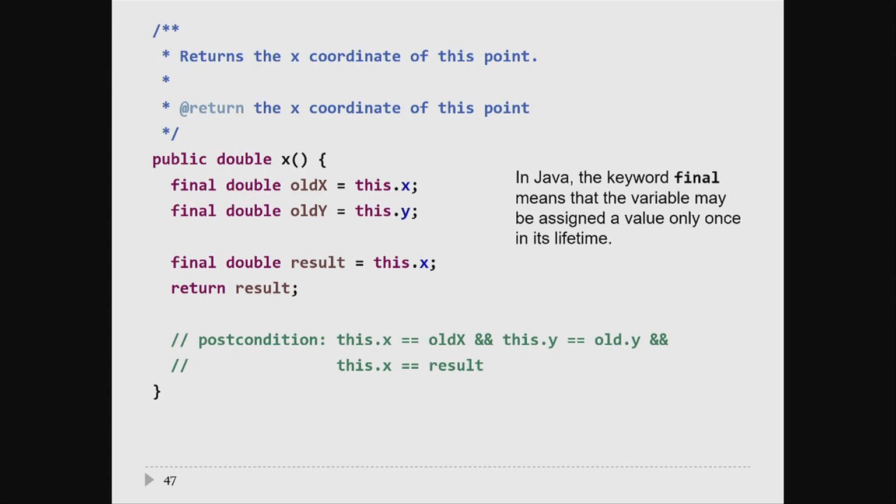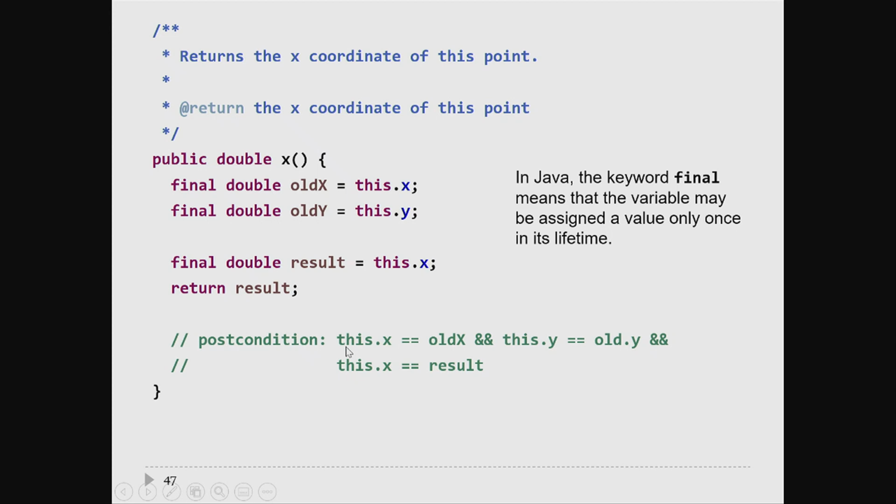To check that the x coordinate and the y coordinate don't actually change, I need to record what the x and y coordinates are when the method first starts running. So these two lines up here have to be the first thing that happens when the method runs. Remember what the original x and y coordinates of the point are, and then get the result, which is just the current x coordinate, and return the result. Now, what you really want to do for the postcondition is check it immediately before you return or immediately after you return.